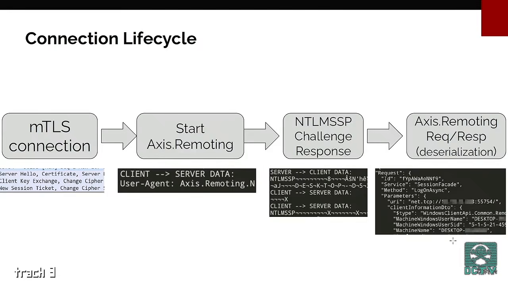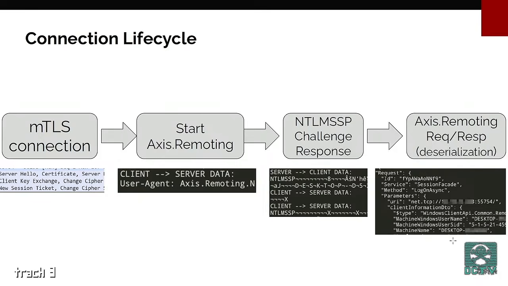And essentially, what we need to do is to pass along and follow the Access Remoting protocol. We first need to initiate an MTLS connection. We need to send the user agent so the server won't kick us off. We need to pass the NTLM SSP challenge response, and wabam, we are sending Access Remoting JSON payloads, which has a deserialization vulnerability. That's it, right?